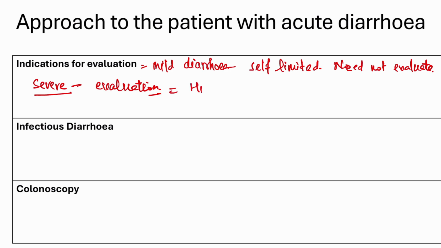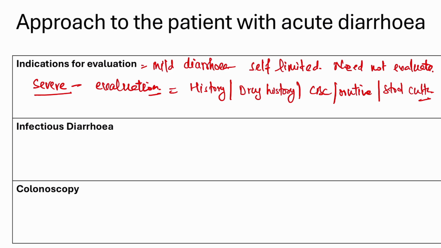Evaluate with history, evaluate with drug history, evaluate with CBC and routine investigations, evaluate with the stool culture, etc. You have different modalities. If you find out from the history that the patient is having infectious diarrhea, from the history of fever, from typical history of travel, or from history of intake of raw food, these points in history will point to the infectious causes of diarrhea.